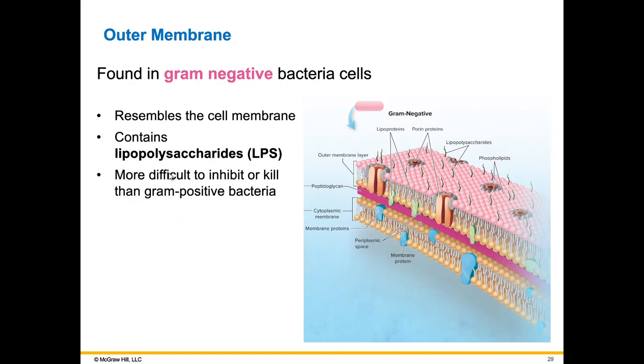So it resembles the cell membrane because it is a layer of phospholipids, or two layers of phospholipids that are sandwiched together. But it contains some interesting chemicals that we need to know. It contains LPSs, lipopolysaccharides. So these are represented by these black squiggly lines. They're embedded throughout the outer membrane of gram-negative bacteria. And this is very important because it is going to cause these bacteria cells that are gram-negative to be more difficult to kill. So they're harder to treat in the clinical setting than our gram-positive bacteria.